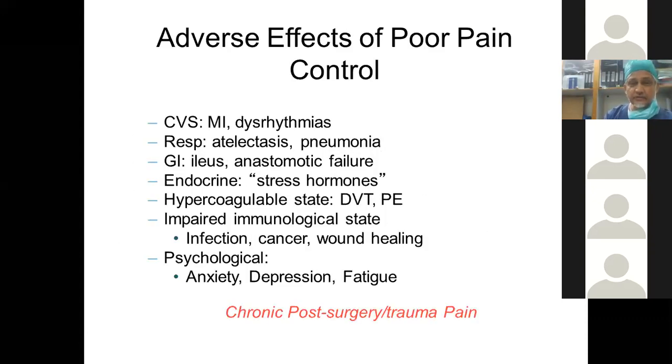Adverse effects of poor pain control affect almost all systems and organs. In the cardiovascular system, the patient may have tachyarrhythmias and MI, and because of pain, the patient's breathing effort is poor, so prone to develop atelectasis and pneumonia. Almost all systems are affected, so it is very important to treat the pain, especially acute perioperative pain.